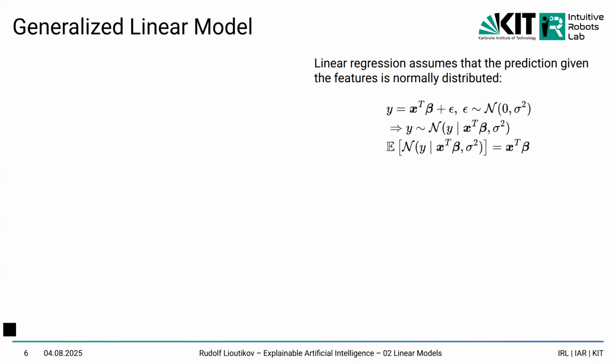So that means that if we look now at the expectation of that Gaussian, it's obviously again our mean, so our linear system.